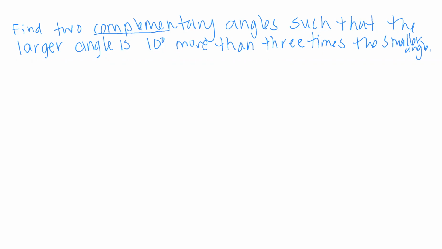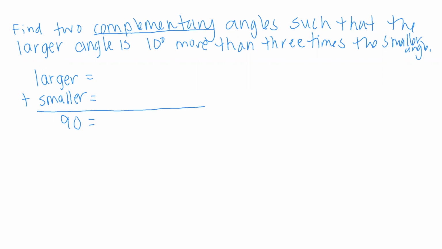So we know we're finding two complementary angles. That means we're looking for two angles who, when you add them up, equal 90 degrees. We have a larger angle that is 10 degrees more than 3 times the smaller angle. So I start with words. If I take the larger angle, add it to the smaller angle, they have to equal 90 degrees because we're dealing with complementary angles. So larger plus smaller must equal 90.